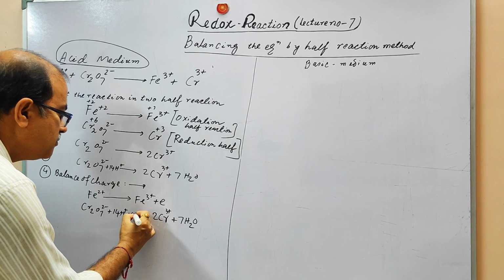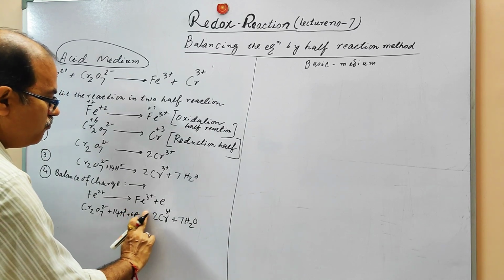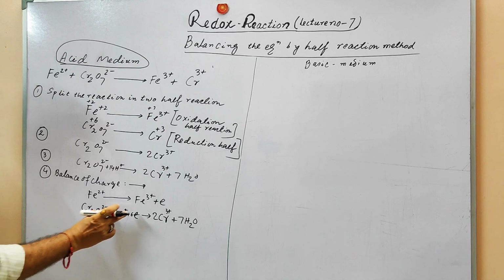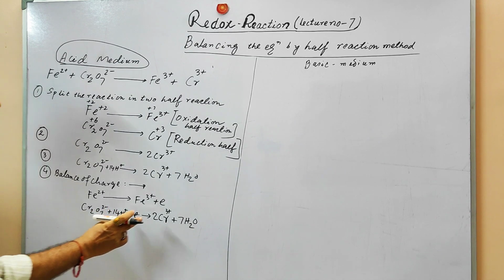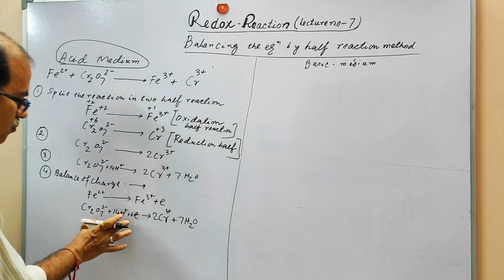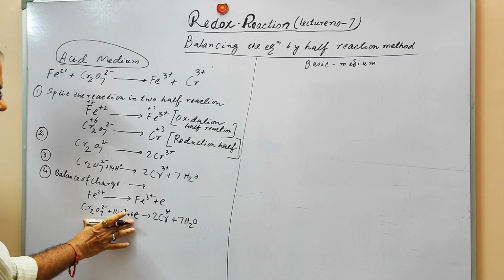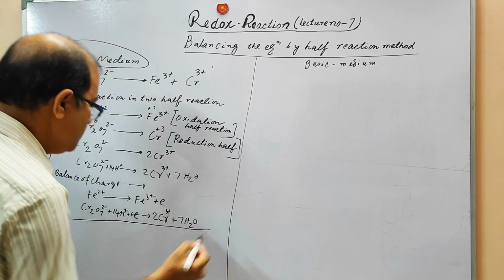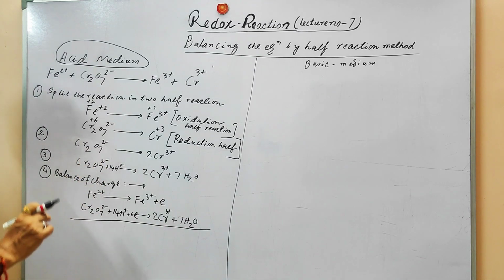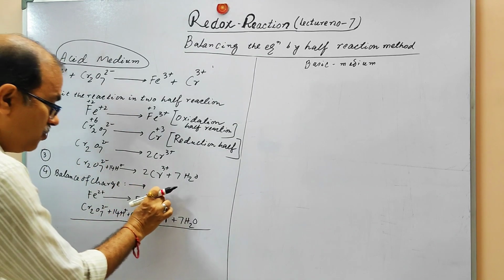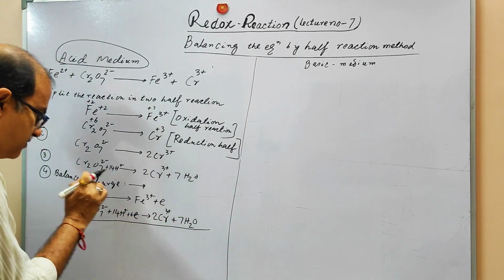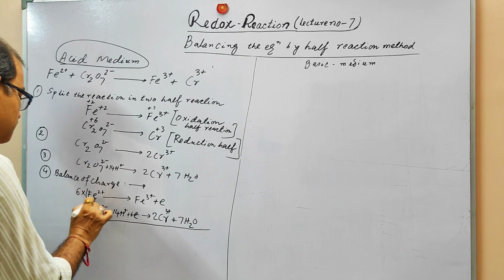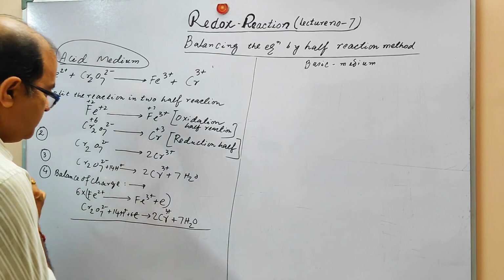When you put the 6 electrons, you can see the charge is now balanced. Here you can see that it is 6, and here also there is a 6 charge. So now the charge is balanced. Now we have to equalize the electrons. Here the electron is 1 only, here the electrons are 6. So what will we do? We will multiply this oxidation reaction by 6.